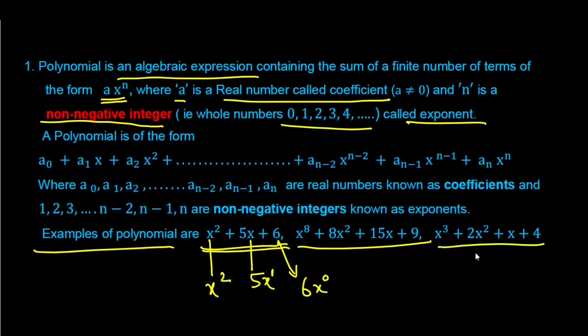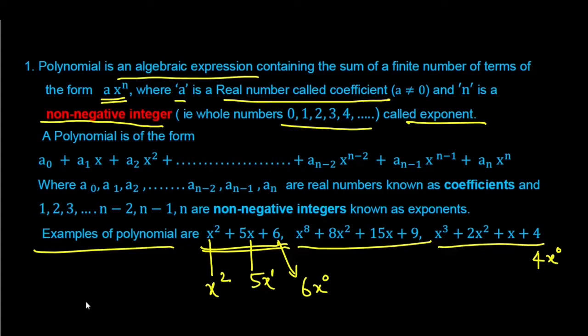Let us take this third example. X cube. The exponent is 3. Here we have x square. The exponent is 2. Here x. So the exponent is 1. Here we have constant 4. It can be considered as 4 into x power 0. So the exponent is 0. All the exponents of all the terms are whole numbers. So this is a polynomial.